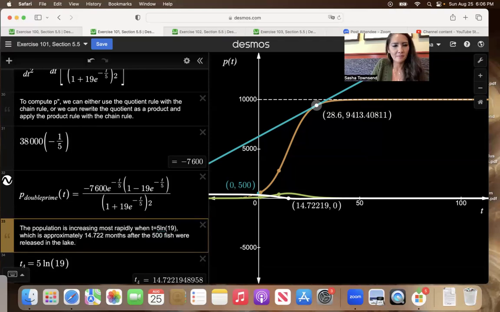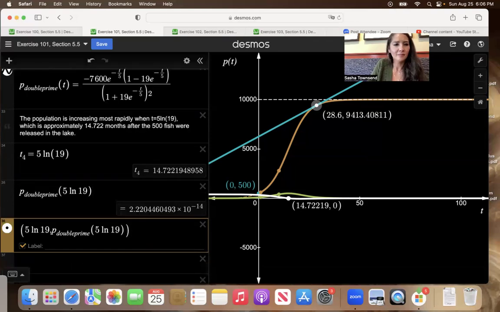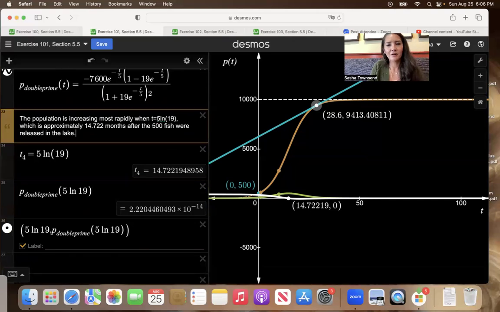What else should we say? I think that answers the question. That's a point of inflection. So that's when the population goes from increasing at an increasing rate to increasing at a decreasing rate. So that's when the graph goes from concave upward to concave downward.